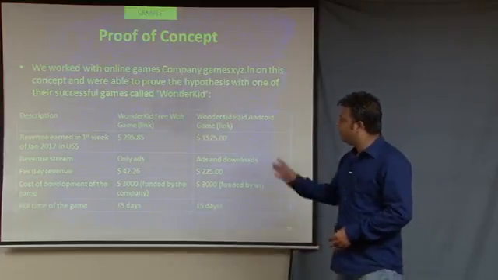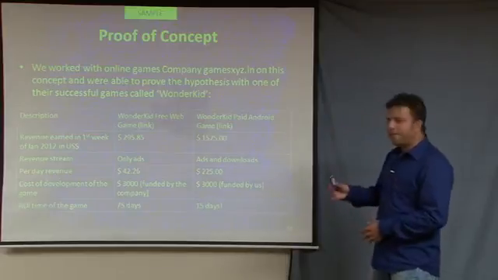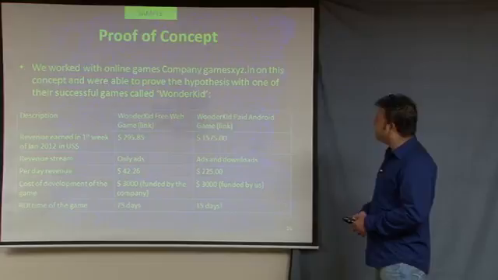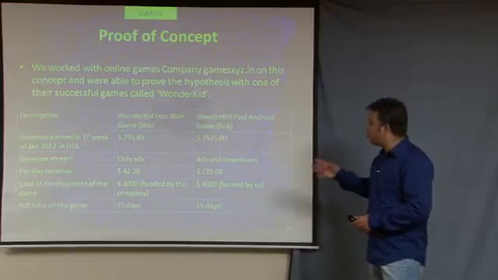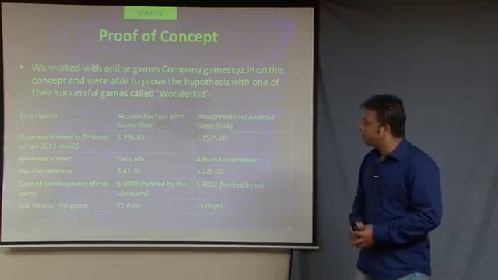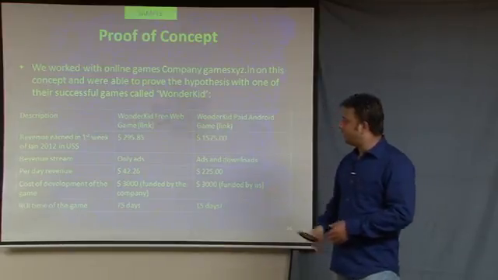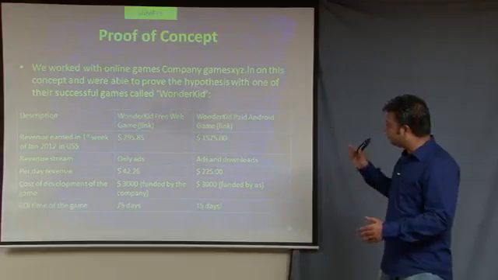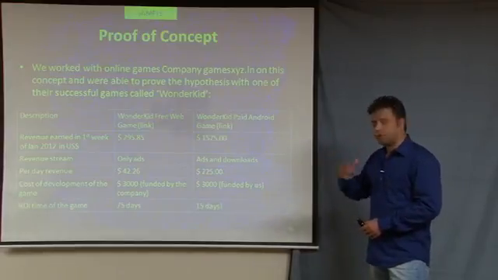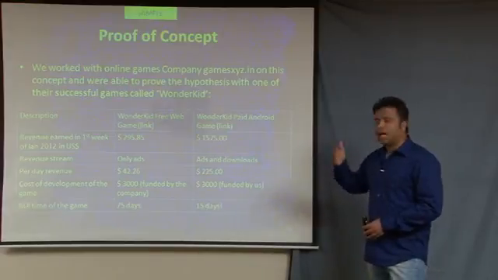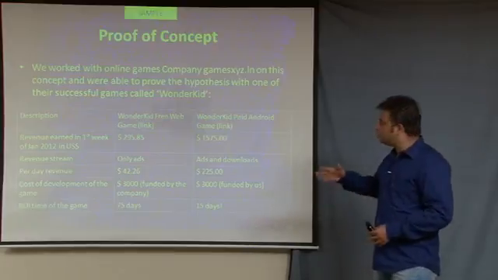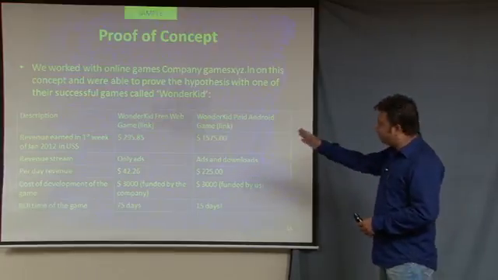So the revenue earned in the first week of January 2012 for the free web game link of Wonder Kid was $295.85, whereas the revenues earned in the same period for the Wonder Kid paid Android game was $1,575. The revenue stream for the online version was only ads. For the Android version was ads and the downloads.